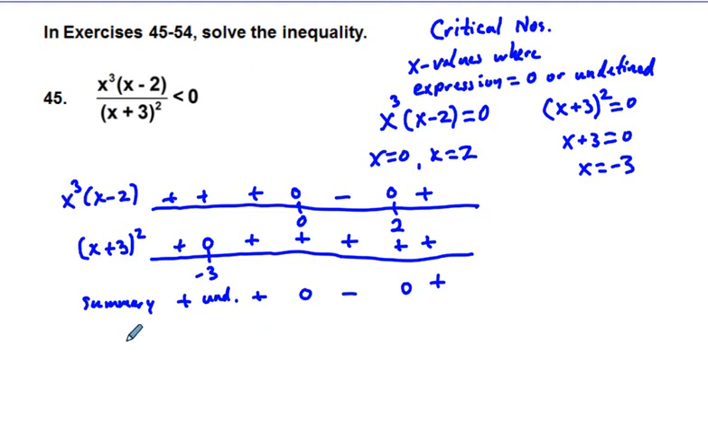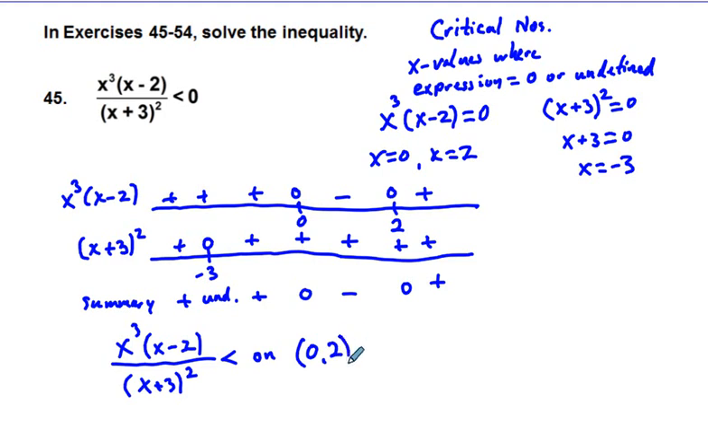So we're going to make our summary statement. I'm going to just rewrite this: x cubed times quantity x minus 2 over quantity x plus 3 squared is less than 0 on the interval from greater than 0 to less than 2. So that would be that problem worked out.